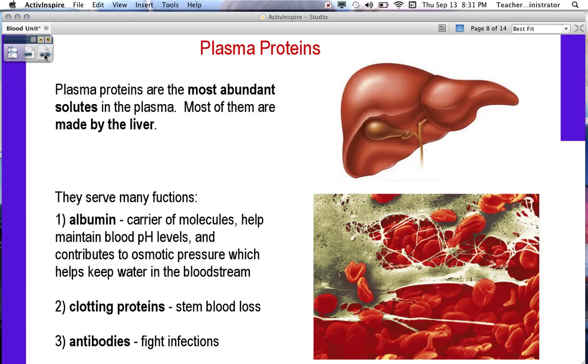Another type of plasma protein is clotting proteins, and those are going to be involved in the clotting process when you injure yourself and rupture or tear a blood vessel. And then finally, your antibodies are a type of plasma protein as well, and they're going to fight off infections for you. So most of those are made by your liver. When they're out of whack in numbers, then your liver is going to get the message that it needs to produce more of those plasma proteins.